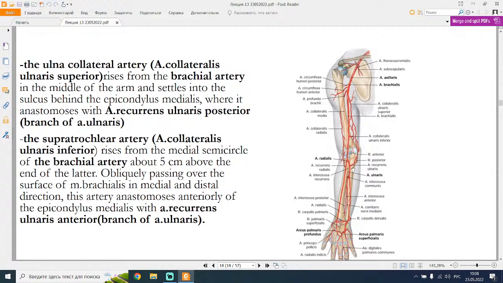Arteria recurrens ulnaris has rami anterior and posterior. These rami form anastomoses with arteria collateralis ulnaris inferior and arteria collateralis ulnaris superior.